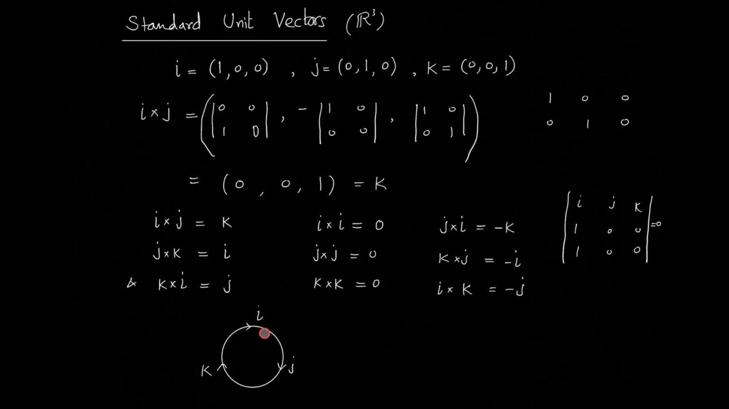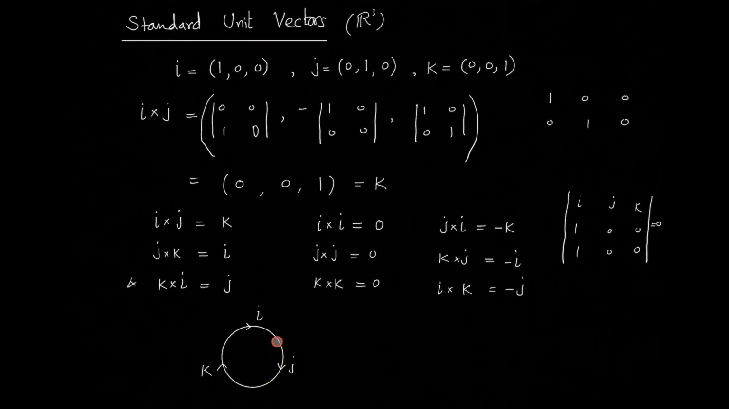For i cross j, just take it clockwise: take any two consecutive vectors, and you will get the third one if you are going in the clockwise direction. That means i cross j comes out to be k. If you take j cross k, it comes out to be i, and if you take k cross i, it comes out to be j.